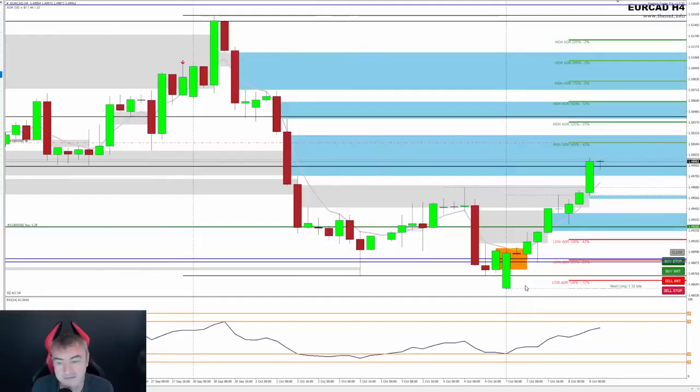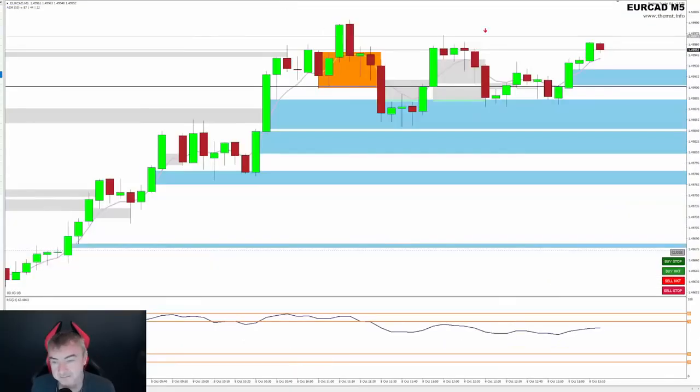Any reason I should get out of this? Absolutely not. What's price action telling us? Higher high, higher low, higher high, higher low, higher high, higher low. Any reason we should exit? No. Get down to the 5-minute time frame.